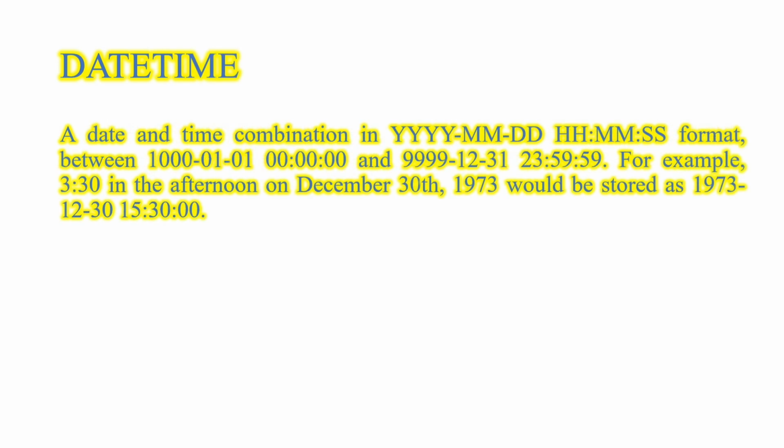Next type of date time type is datetime. A datetime is a combination of date and time in YYYY-MM-DD HH:MM:SS format between 1000-01-01 00:00:00 and 9999-12-31 23:59:59. For example, 3:30 in the afternoon on December 30th, 1973 would be stored as 1973-12-30 15:30:00.